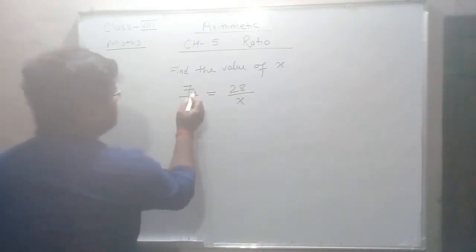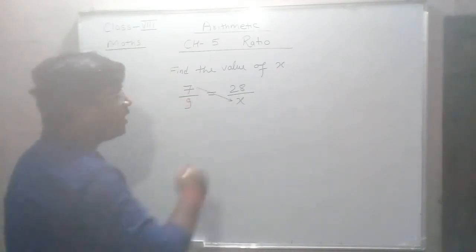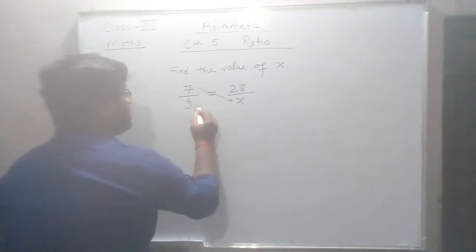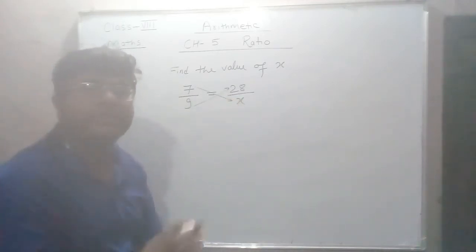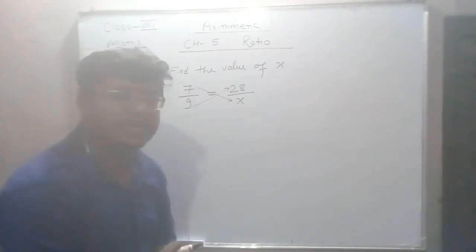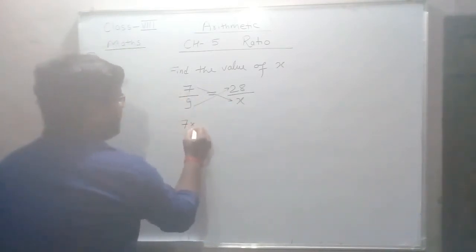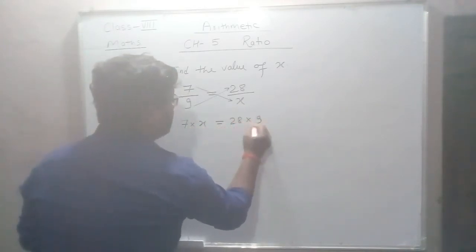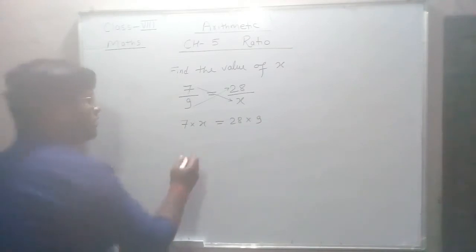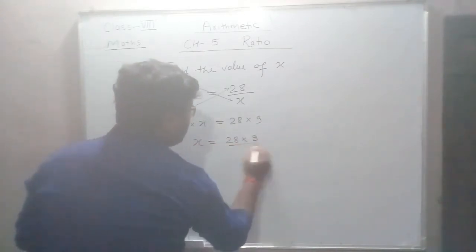What you have to do is multiply this antecedent with the consequent of the other side, and this consequent with the antecedent of the other side. Just what we do, the cross multiplication. So let's multiply. 7 into x is 7x, as it is. 7 into x is equal to 28 into 9, or 9 into 28, your choice. So x is equal to 28 into 9 upon 7.